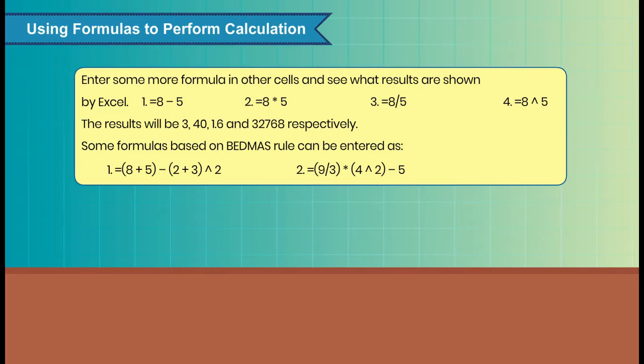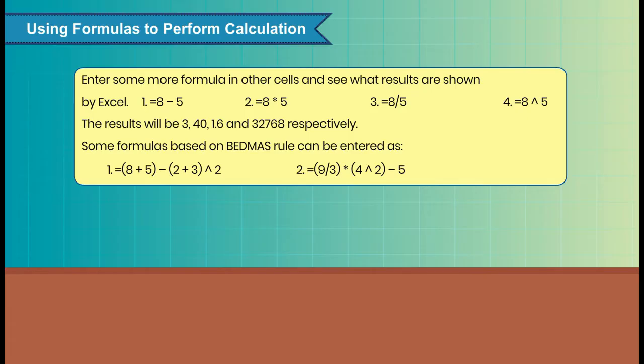A2 equal to 8 minus 5, A3 equal to 8 multiplied by 5, A4 equal to 8 divided by 5, A5 equal to 8 exponentiation 5. The results will be 3, 40, 1.6 and 32,768 respectively.